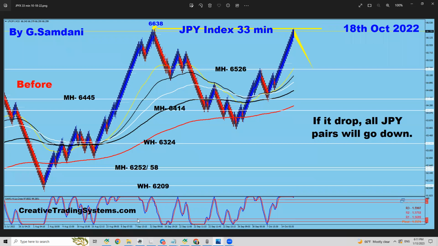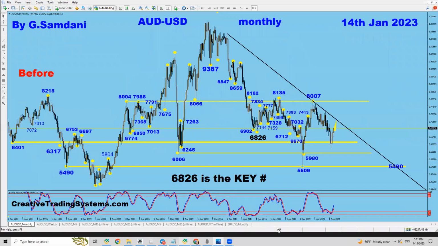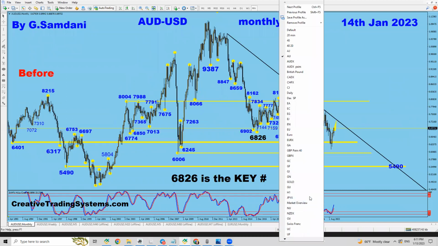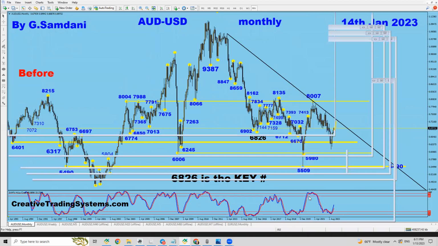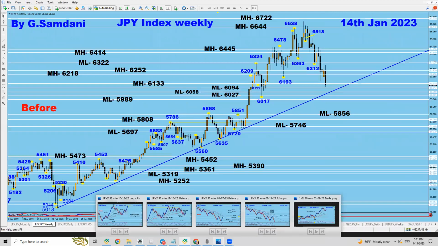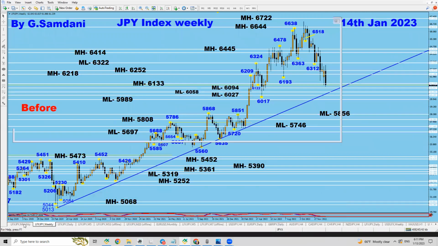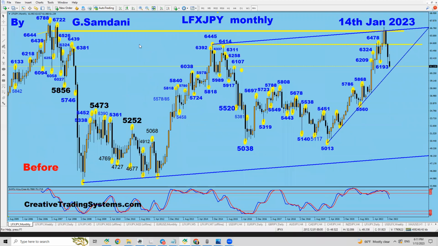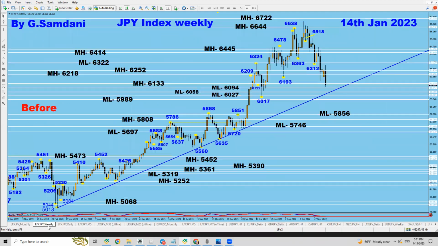The weekly chart and monthly chart of the yen index are a different thing. Let me open that as well, just to show you what I was looking at. This is my yen index profile, and the monthly chart. I had this idea that from here it's going to drop, and it was dropping all along. And the weekly chart looks like this, a nice drop, right?